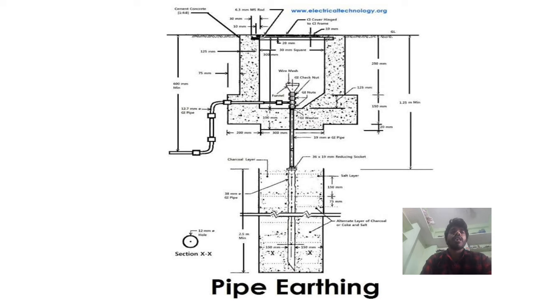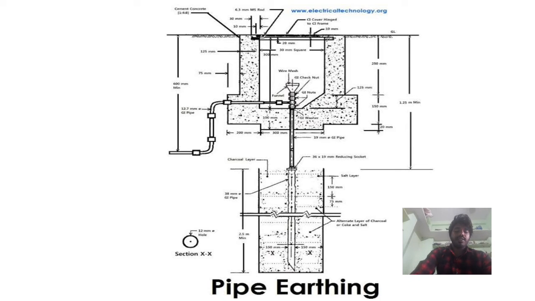This is the diagram of pipe earthing. This is done for safety reasons. By earthing we can bypass any fault current.